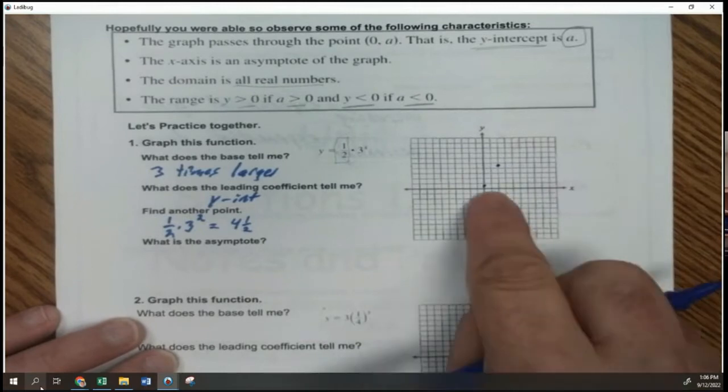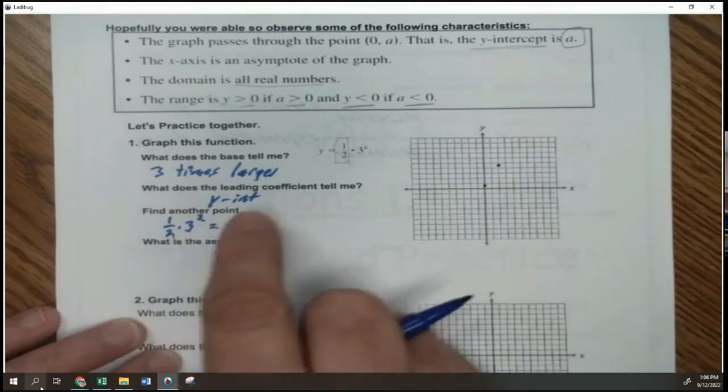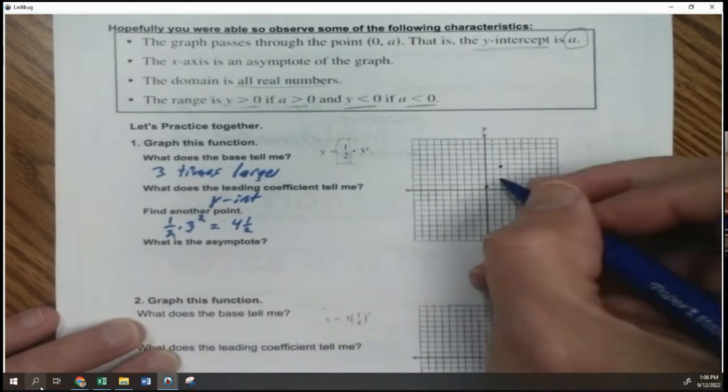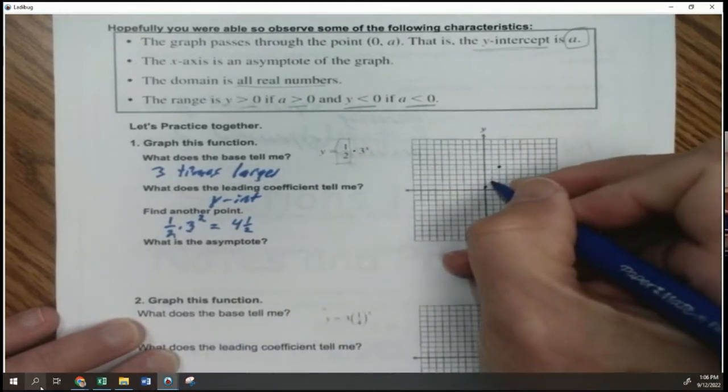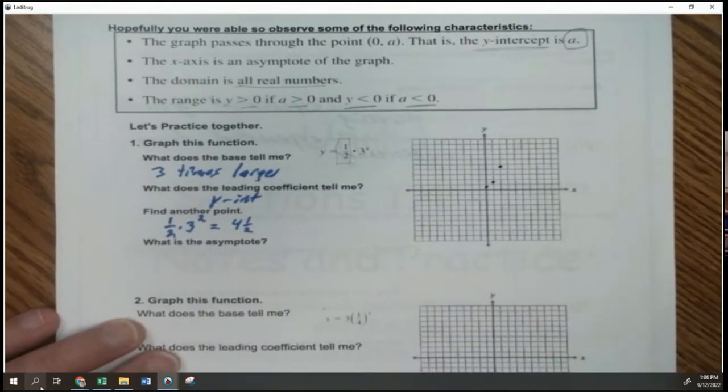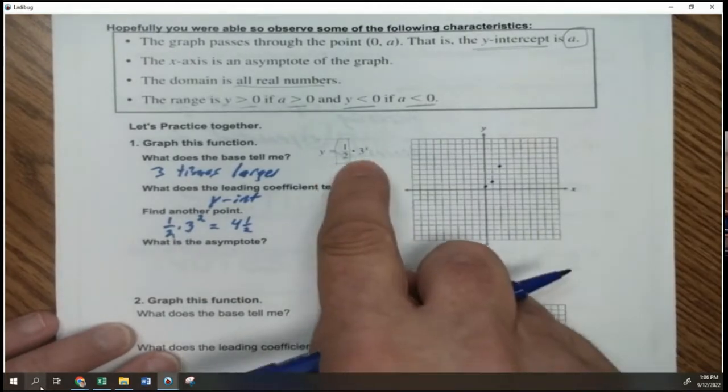We can fill in the point in between when x is 1. If that's a 1, that's just 3. 1/2 times 3 is 1.5. So we know at 1, it'll be at 1.5. So what is the asymptote for this equation? We got 1/2 times 3 to the x.